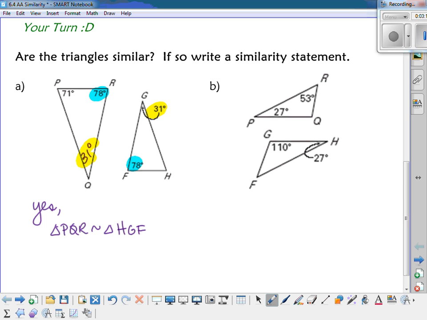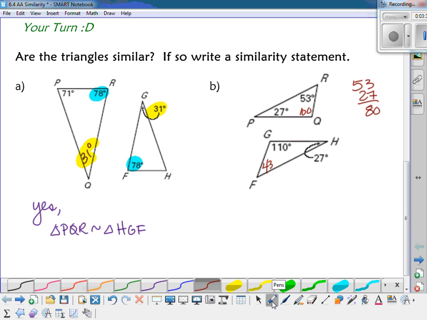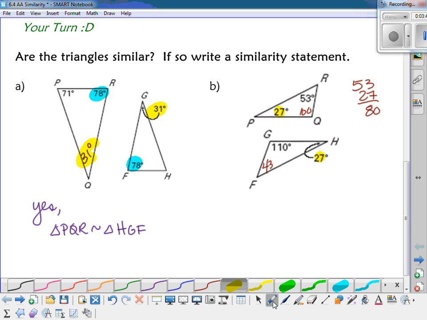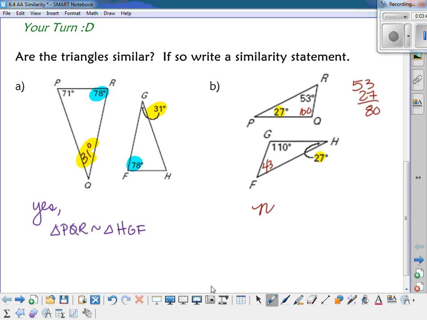All right, now take a look at example B and decide whether those are similar to each other. Pause the video now. All right, so I found angle Q was 100 degrees and angle F was 43 degrees. So the result was I only had one pair of congruent angles, and that's not enough to say that the triangles are similar. So the answer to that one is no, the triangles are not similar.